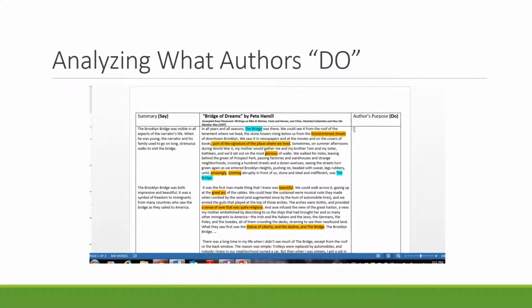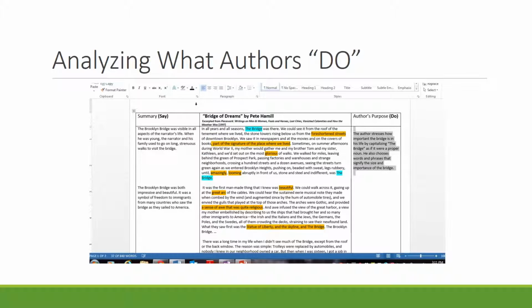So when we're talking about what authors are doing, that is an example, and I've written it out for you in the right hand column, and you feel free to write the same thing on your paper. The author stresses how important the bridge is in his life by capitalizing the words "the bridge" as if it were a proper noun. He also chooses words and phrases that signify the size and importance of the bridge. So everything works together to create that meaning of how important the bridge is.